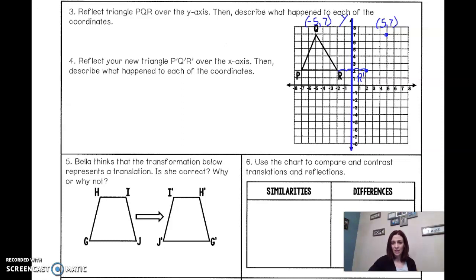And then, sorry, that should be Q prime. And then P here is at -7, 2. And so if we reflect it, if it's -7, it's 7 units to the left of the y-axis, so it's going to be 7 units to the right. P prime, and again, that's +7, 2.